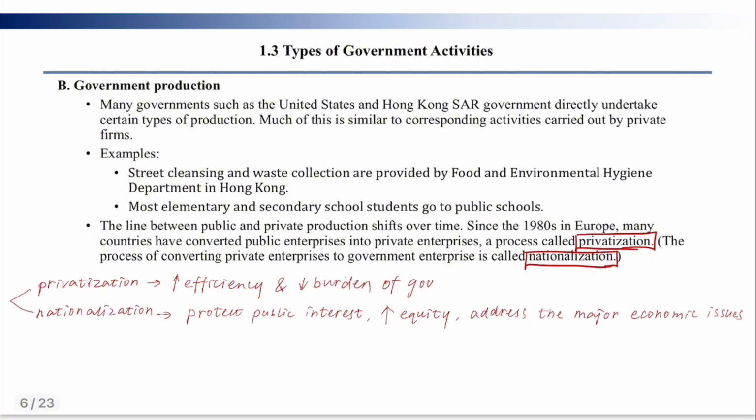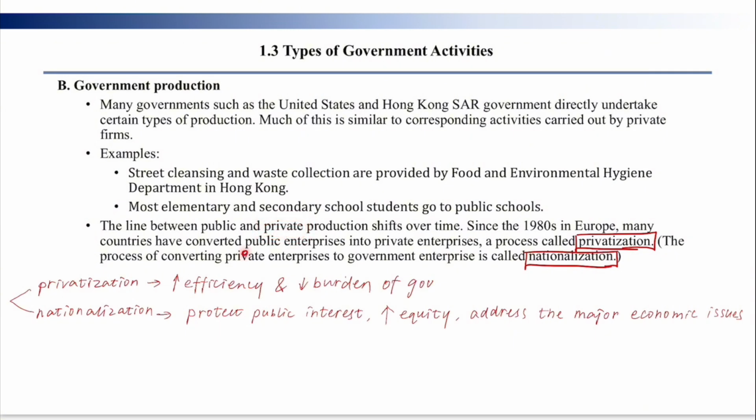Okay, let's turn to the second type of government activities, government production. So here it is said that many governments such as the United States and Hong Kong governments directly undertake certain types of production. This is what we call government production. And here are some examples. The first one is that street cleansing and waste collection are provided by the Hong Kong Food and Environmental Hygiene Department. Another example is that most students go to public schools, and public schools are one example of government production. And the line between public production and private production shifts over time.